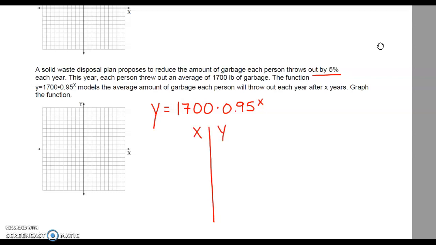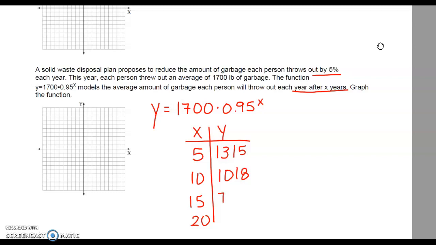All right, so we have amount of days here, so I'm just going to pick some numbers. I'm going to go 5 days, 10 days, 15 days, and 20 days. I'm saying days, but it's actually years, isn't it? Each year. So we're going to do 5 years, 10 years, 15 years, 20 years. So when I plug in 5, 1,700 times 0.95 to the power of 5 is 1,315. 10 gives me 1,018. 15 gives me 788. And 20 gave me 609.